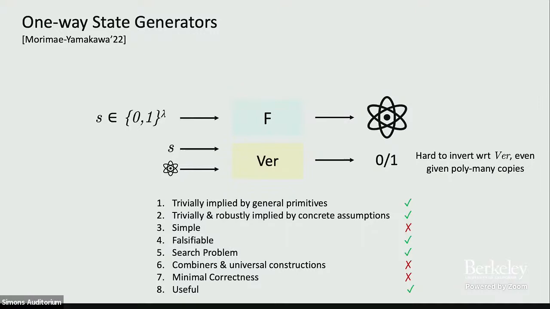The issue with one-way state generators is that it becomes non-trivial to define what it means to invert them in a meaningful way, because you could have it be information-theoretically uninvertible. For example, this is what quantum money gives you. So they had to define an extra verification procedure that takes as input a state and a candidate for what the original classical input was, and it accepts or rejects.